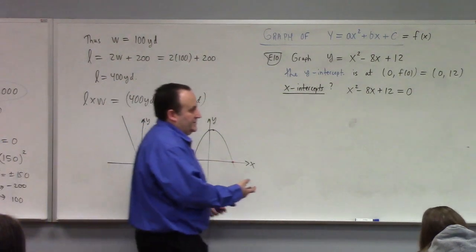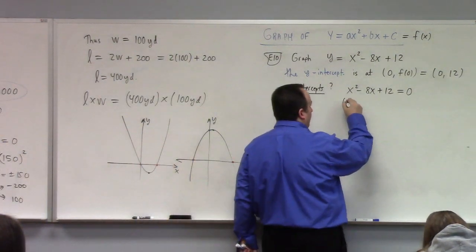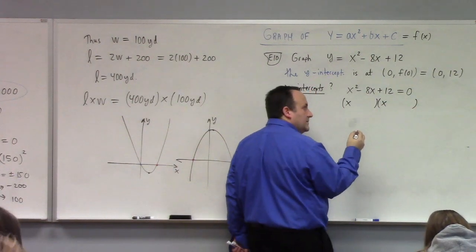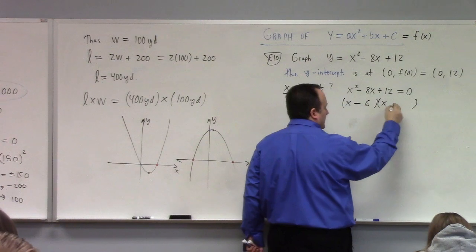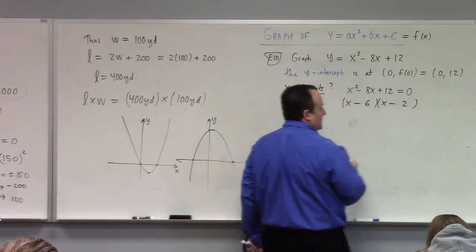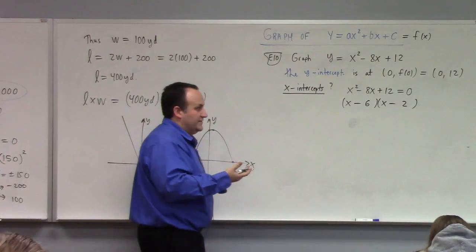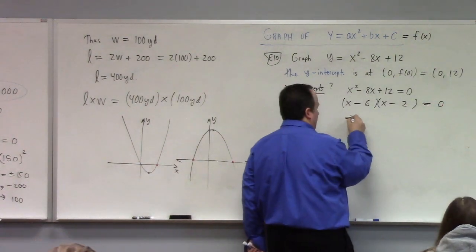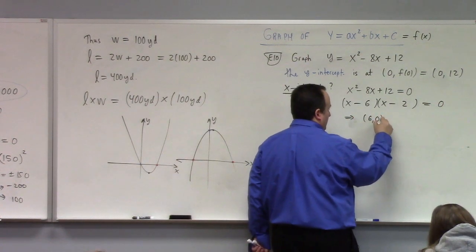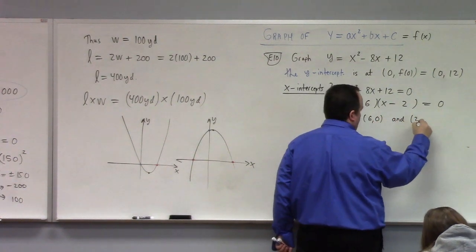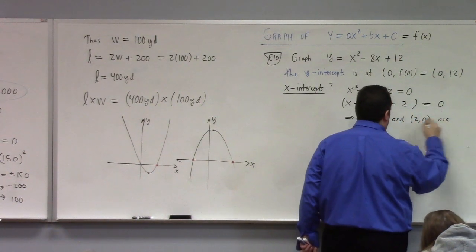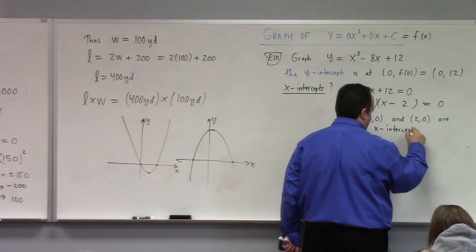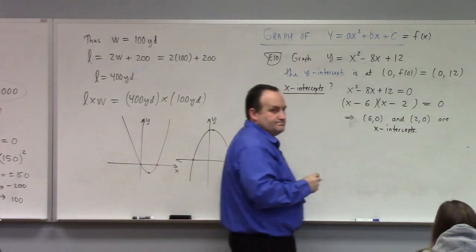I think this one factors though, right? Can you guys tell me? What's that? x minus 6, x minus 2? Hey, it factors, right? So that tells me (6, 0) and (2, 0) are x-intercepts. All right?